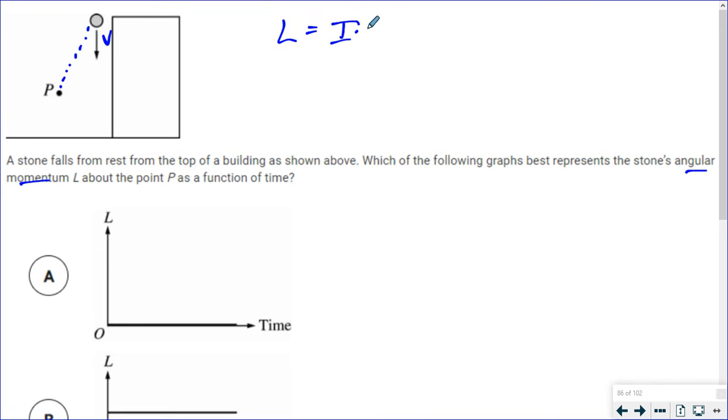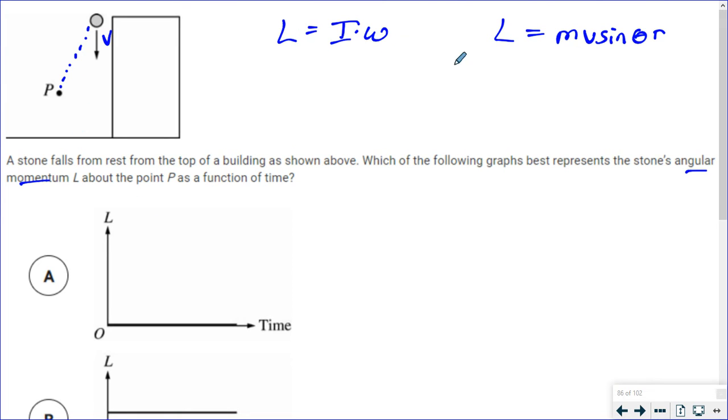It's I times omega, or it's mv sine of your angle theta between the two times r. This is the one that you would want to use here. So what's happening as it's accelerating down here? Well, the velocity is changing, and so is that sine of the angle. And you want to make a prediction here. The radius is changing as well.